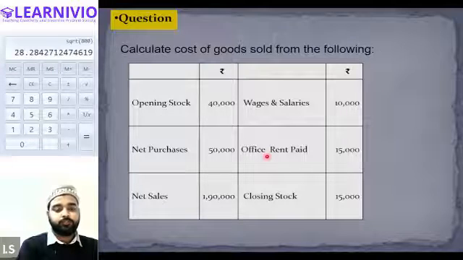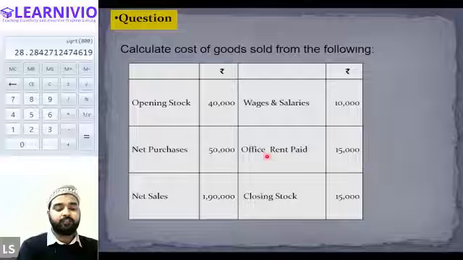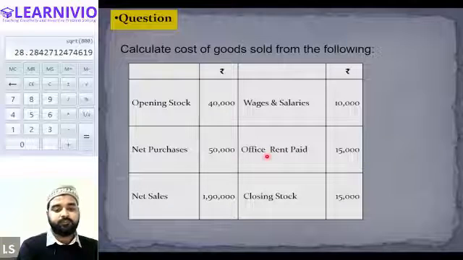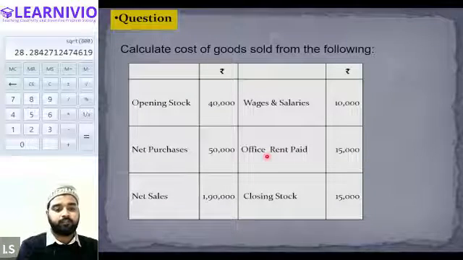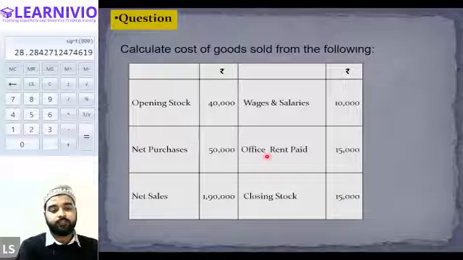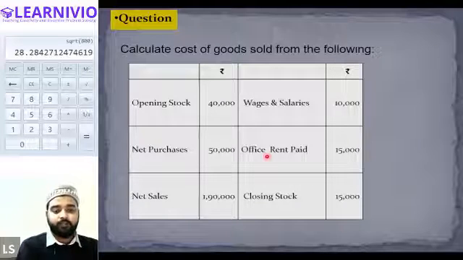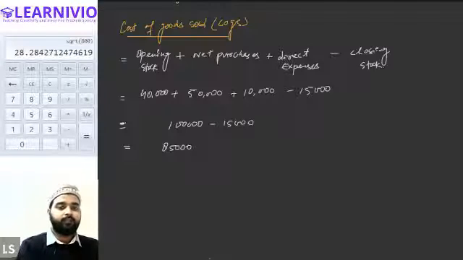Keep in mind that office rent paid is not a direct expense, it is an indirect expense, because it is not incurred in the factory, it is incurred in the office. So we will not record this while calculating the cost of goods sold. And finally, the last item, closing stock, 15,000. After calculating this, you will get 85,000.